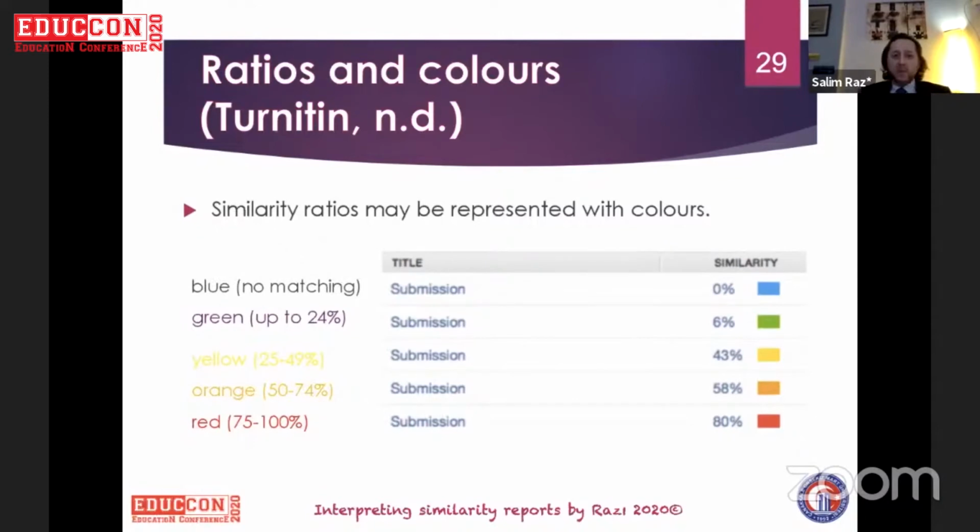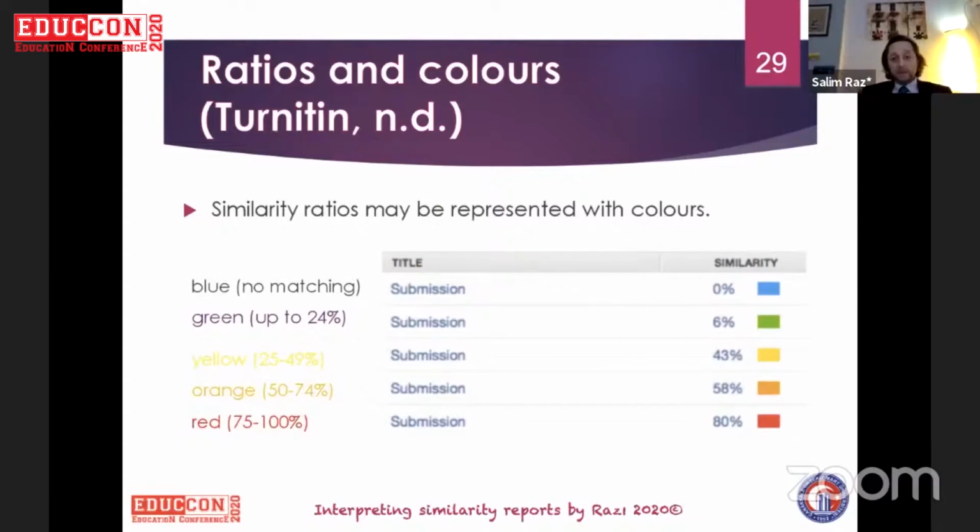because in a way, there is implied meaning here. In a way, Turnitin is saying to the student that this is green, so it means pass. There is nothing problematic with it. However, it is not the case. Sometimes we can find plagiarism involved in student assignments, for example, at a 6% similarity index.